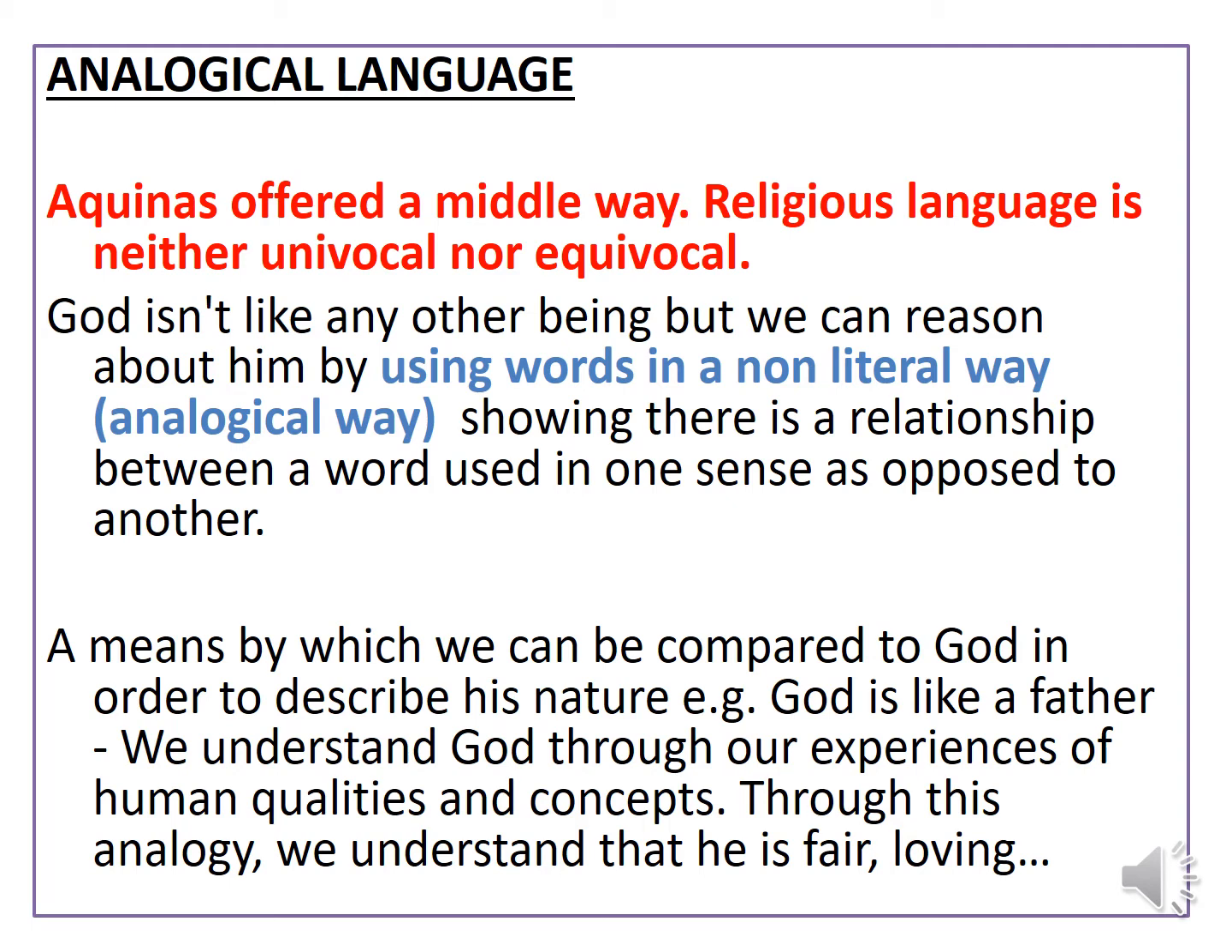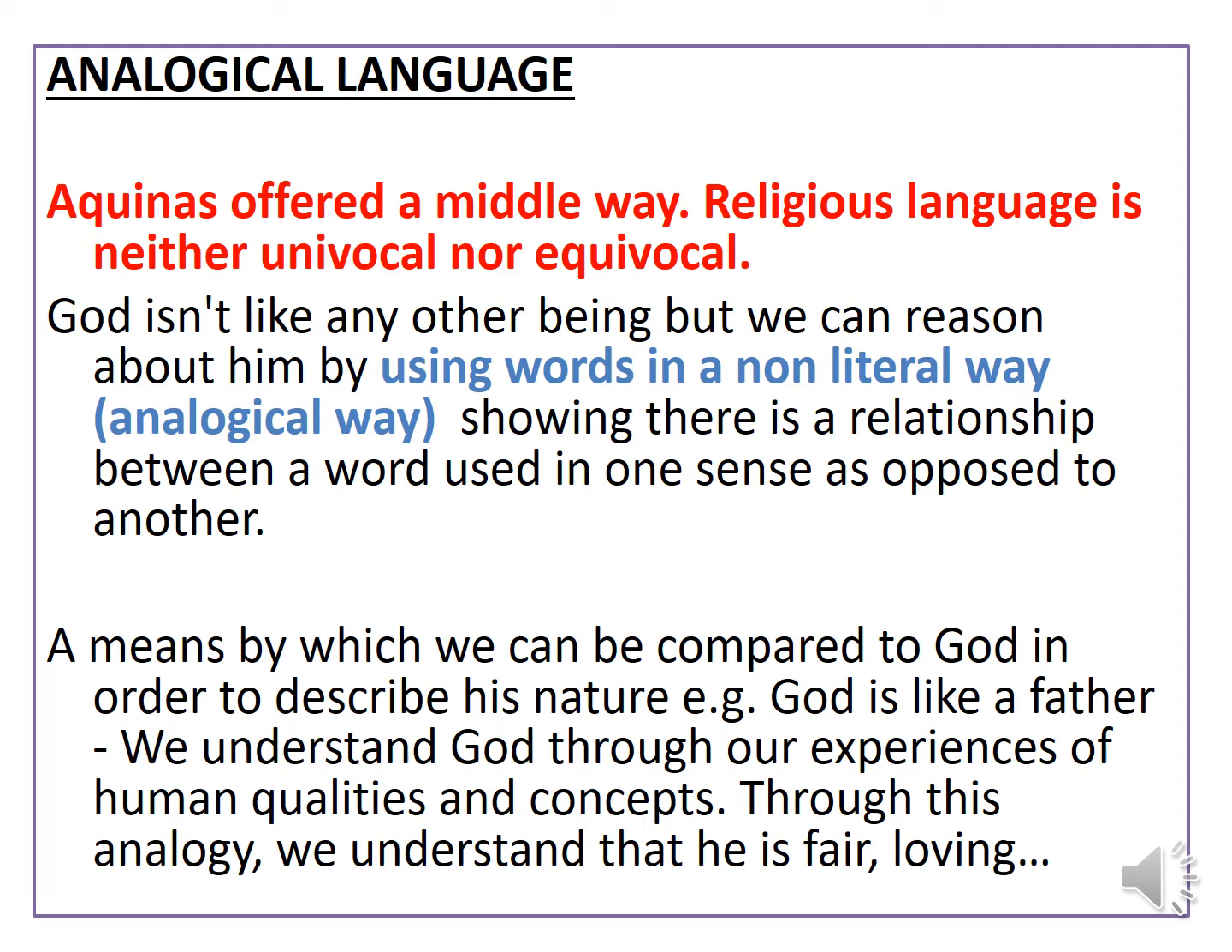So Aquinas had a look at this and said actually there are problems with univocal and equivocal language when we try to talk about God in a meaningful way. Now, we know that Aquinas is a theologian. We know that he is a Christian because he's Saint Thomas Aquinas. So again, we know that he is looking for ways to make religious language meaningful. And analogies are really successful in making religious language meaningful. And he offers this middle way. So analogy is a middle way between univocal and equivocal language.